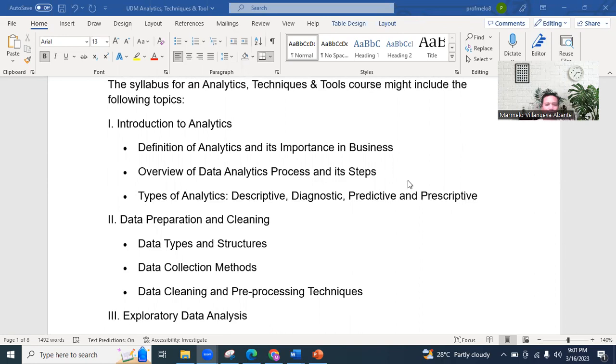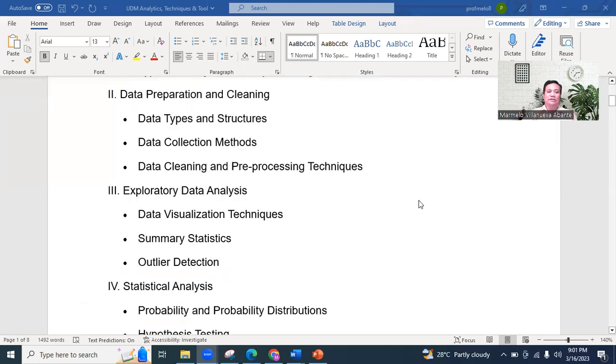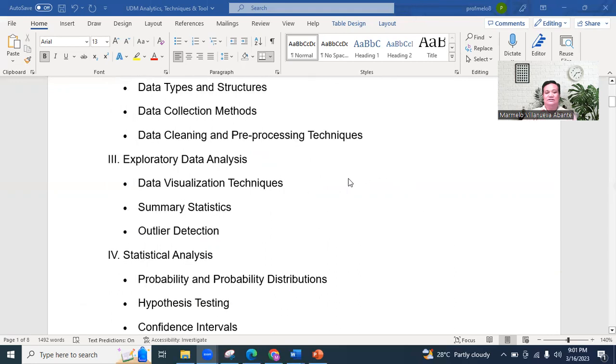Lesson number 2 focus on data preparation and cleaning. Subtopics include data types and structures, data collection and methods, data cleaning and pre-processing techniques. For lesson number 3, focus on exploratory data analysis, which covers data visualization techniques, summary statistics, outlier detections.